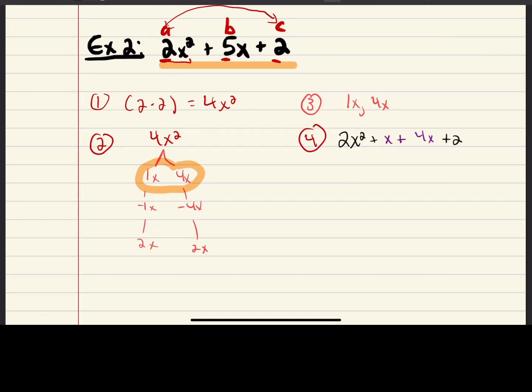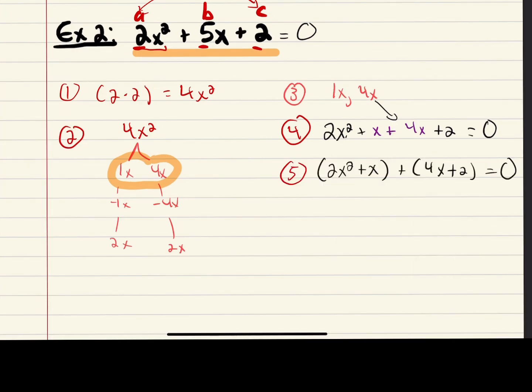And another thing before I get started on solving this is that, remember, we should be setting this to 0 because these are always set to 0. So for the fourth step, I have rewritten the b value of 5x as the two factors from step 3. So that would be x plus 4x. Lastly, I'm going to group this trinomial into two groups and then factor each group separately.